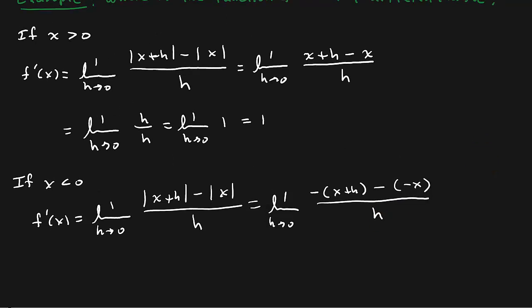Remember, the absolute value function equals x if x is greater than or equal to 0, and negative x if x is less than 0. That's your absolute value function. If what we're taking the absolute value of is positive, then it equals x. If it's negative, it equals negative x. Does that make sense?